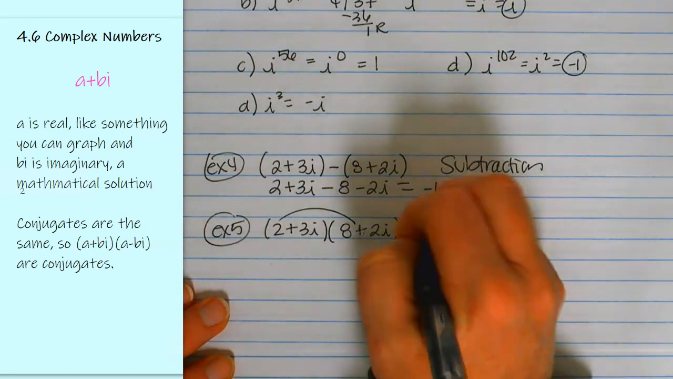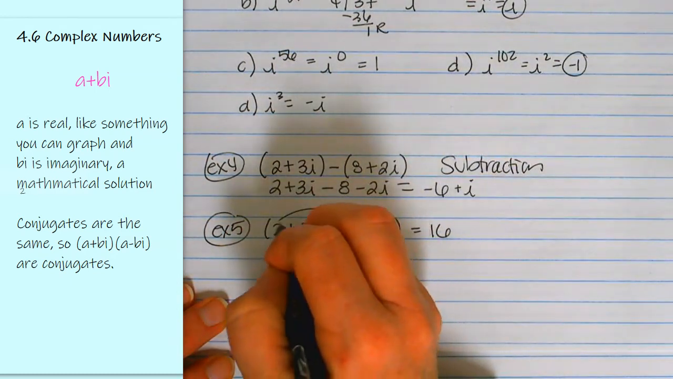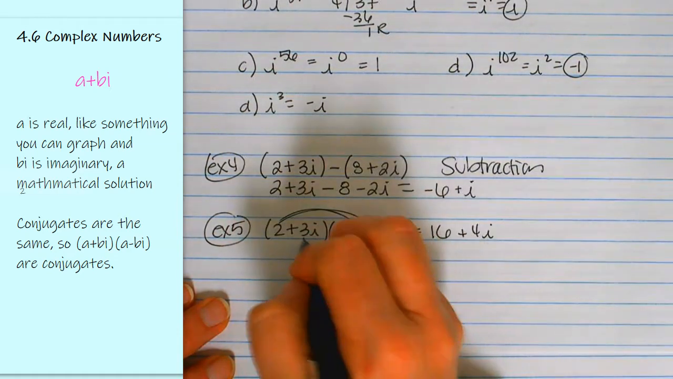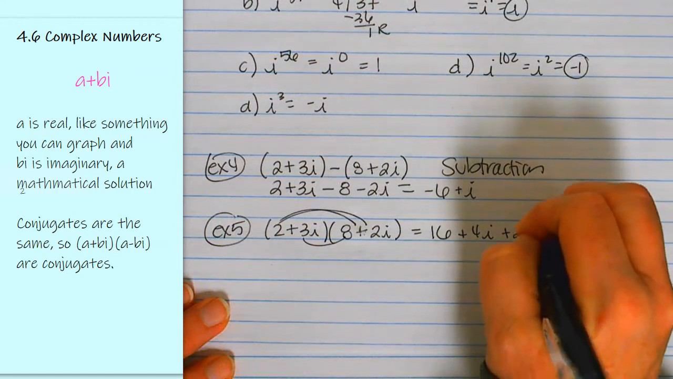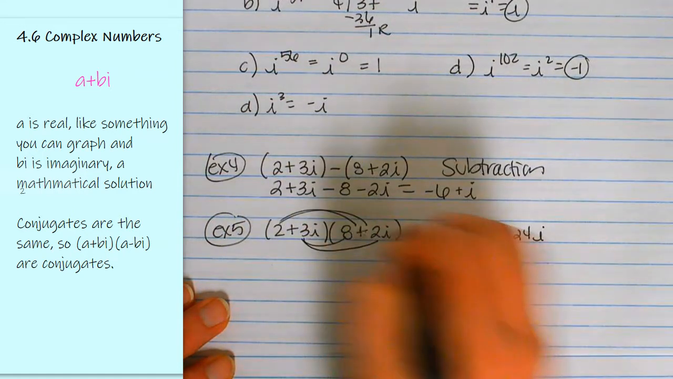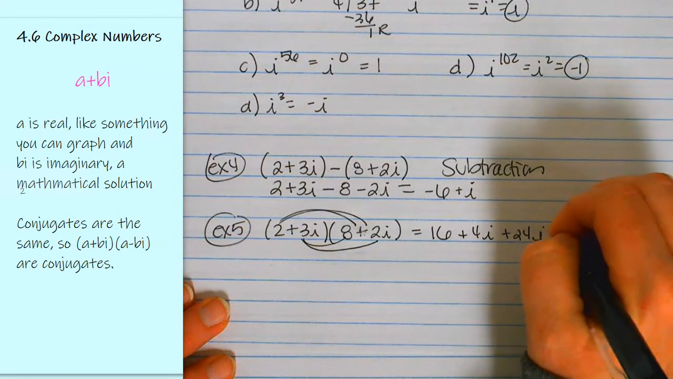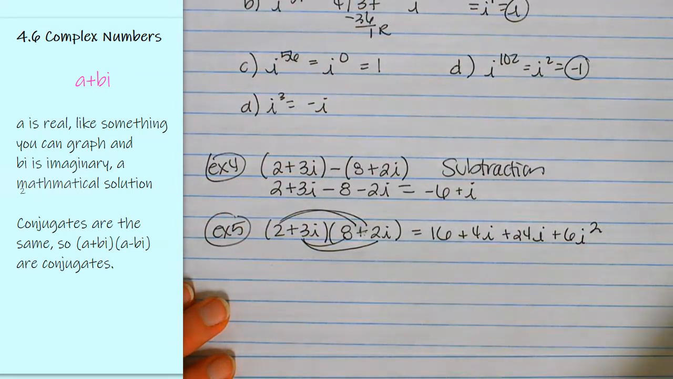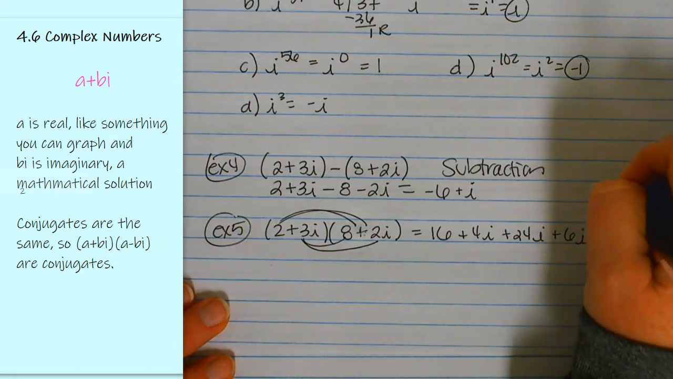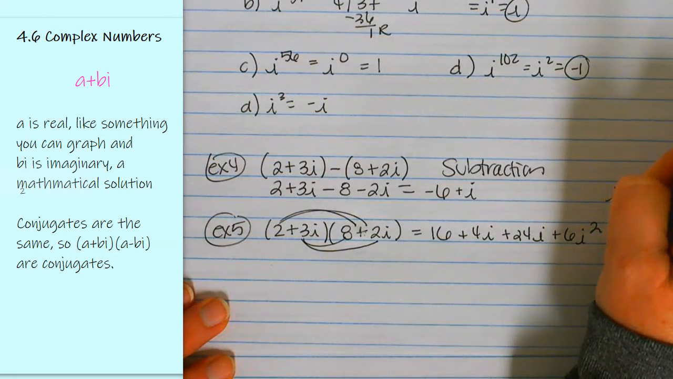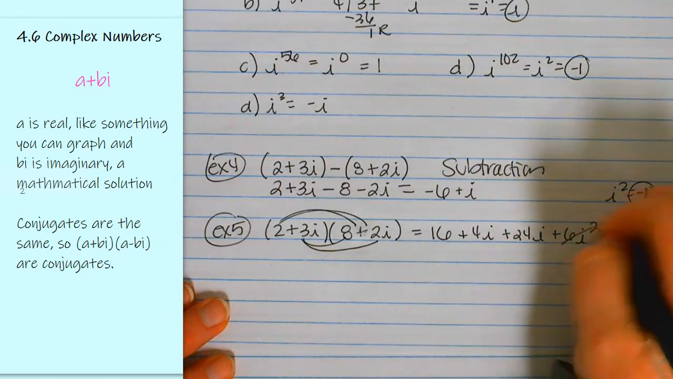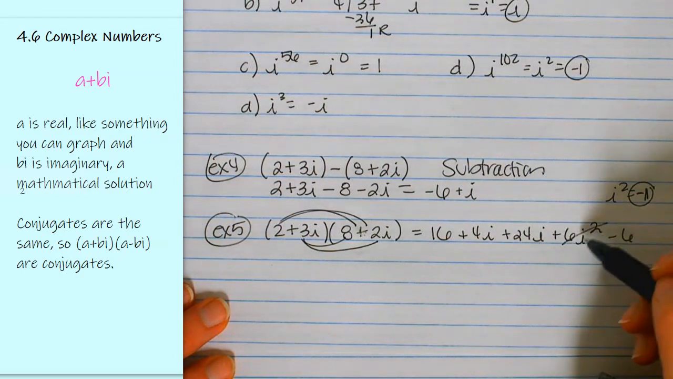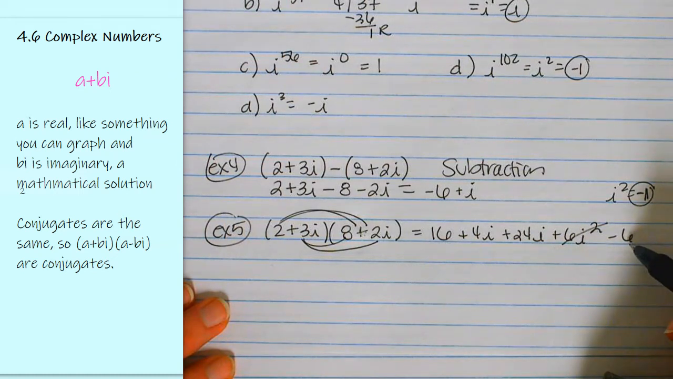This one is multiplication. We're going to FOIL just like we normally would. 2 times 8 is 16. 2 times 2i is 4i. 3i times 8 is 24i. 3 times 2 is 6. i times i is i squared. And now we have to use those rules from the box above, and that is that i squared equals negative 1. So we're going to change this to be negative 6. 6 times negative 1 is negative 6.